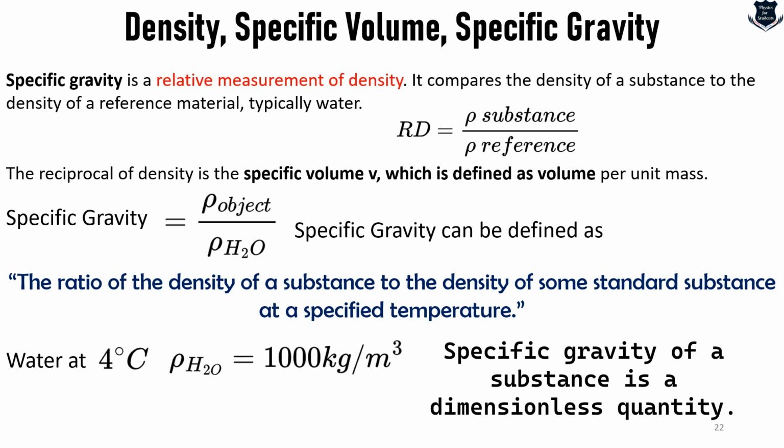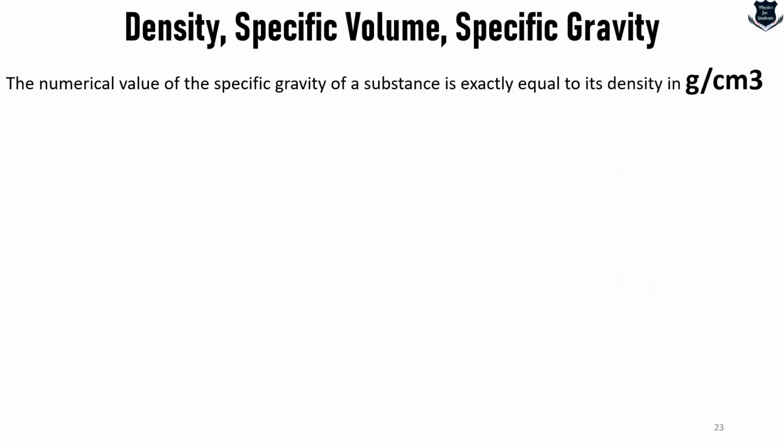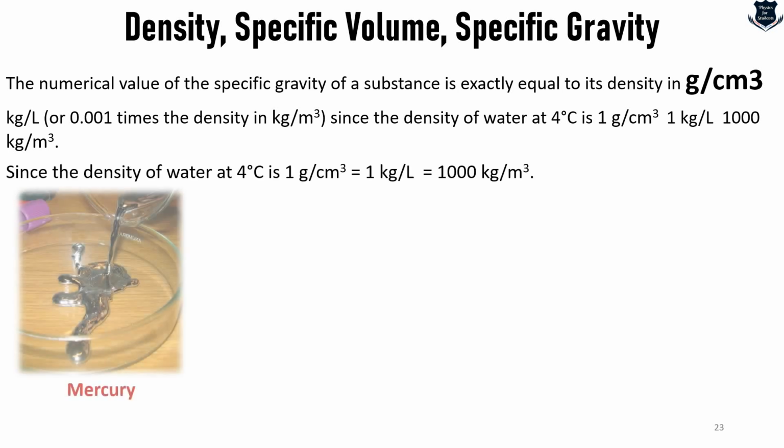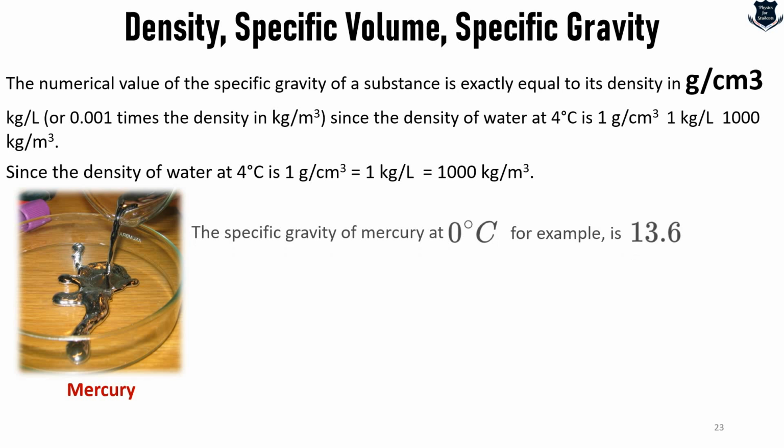That means it really doesn't have any dimension. So the numerical value of the specific gravity of a substance in SI units is equal to its density in g per cm cube. You can write it as kg per L also, since the density of water at 4 degrees Celsius is 1 g per cm cube. Now, for example, the specific gravity of mercury at 0 degrees Celsius is 13.6.